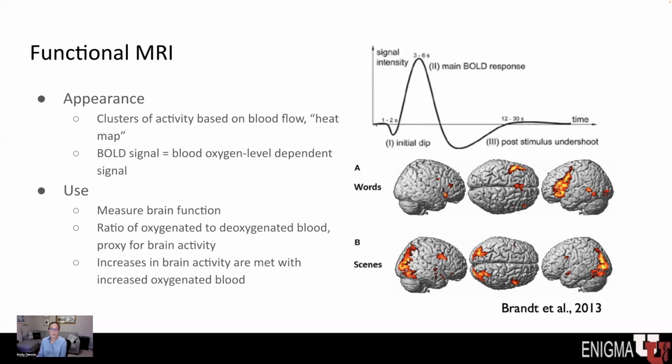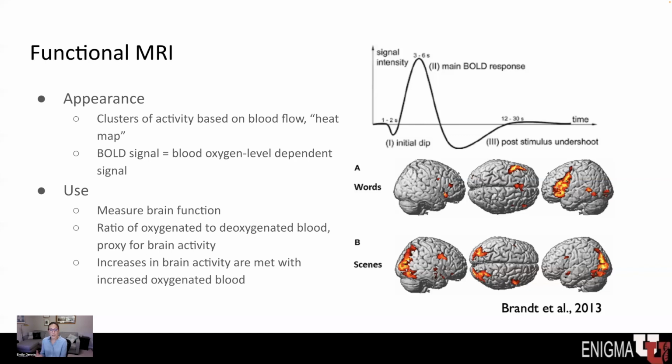And this is basically how a region of the brain responds to a task. It takes a second for the brain to respond. There's a response, and then it resolves. So we say that this is measuring brain function. It's not directly measuring brain function, though. What we're measuring, and what that BOLD signal says, is the ratio of oxygenated to deoxygenated blood. And this is a proxy for brain activity.